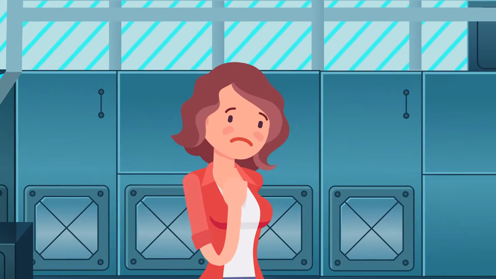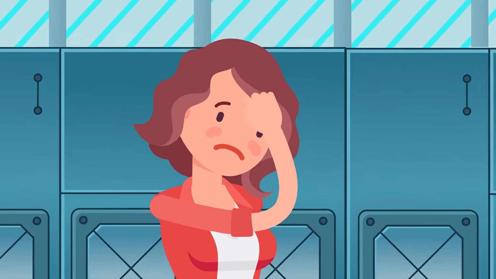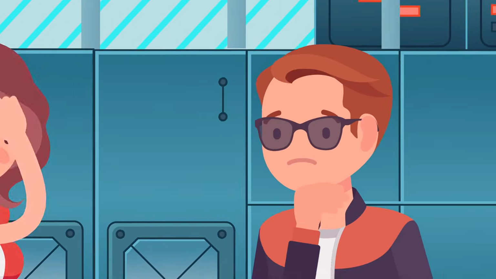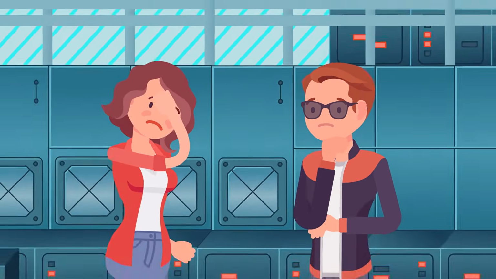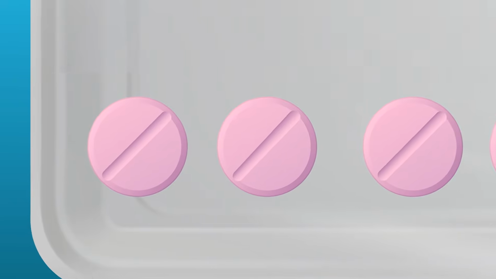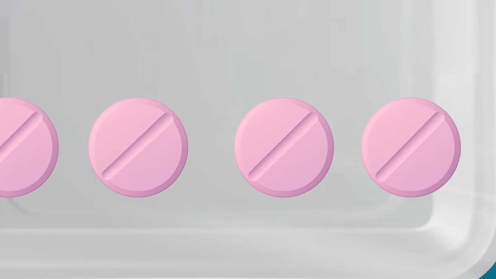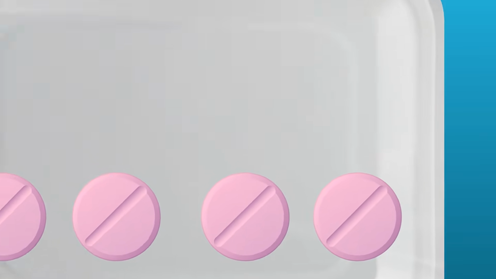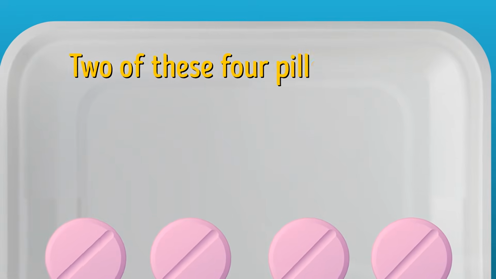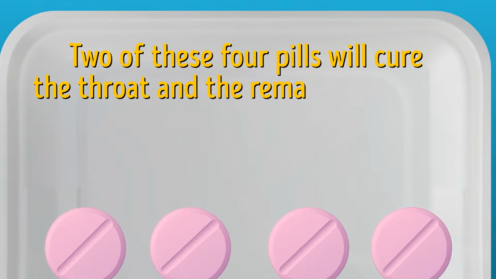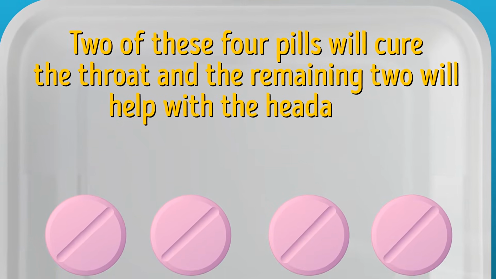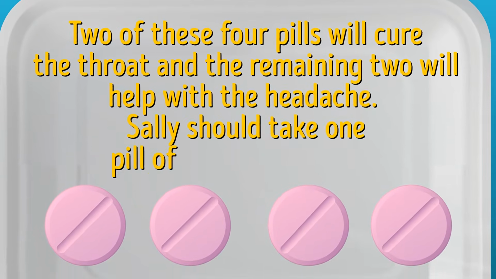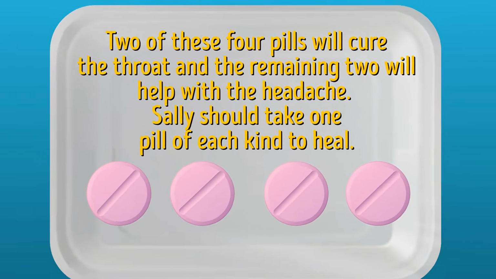Suddenly, Sally gets sick. She has a headache and a sore throat. Ken only has 4 pills that are identical to each other. They don't have any cover or instructions. So there's no way he can identify which pill serves that purpose. The only thing he knows is that 2 of these 4 pills will cure the throat and the remaining 2 will help with the headache. Sally should take 1 of each kind to heal. What should she do?